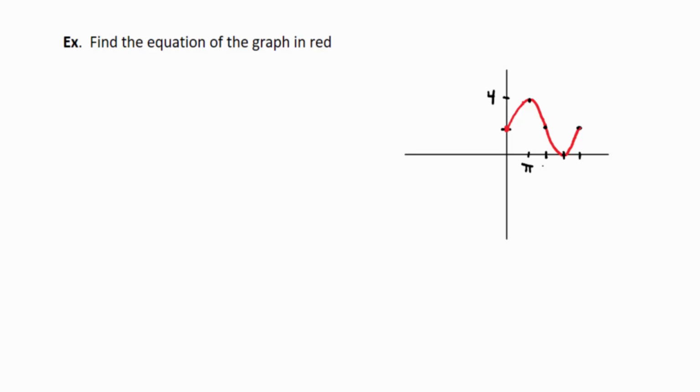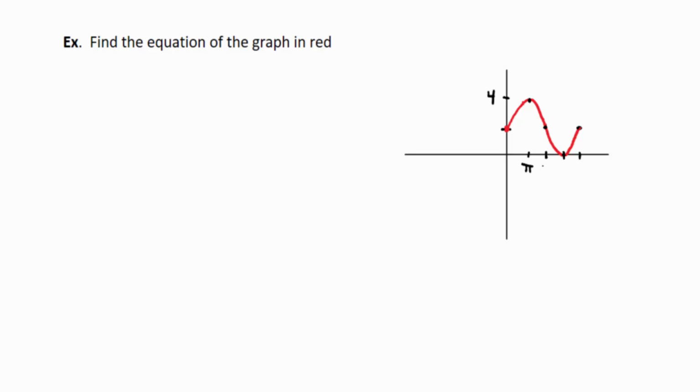Okay, in this example, let's find the equation of the graph in red. Somebody mentioned earlier, any graph of a cosine, using the appropriate phase shift, can be thought of as a sine function, and vice versa. But for the most part in the homework, if we give you a graph, we're going to give you a recognizable piece to work with. So it's going to be obvious which function we mean for you to use here.